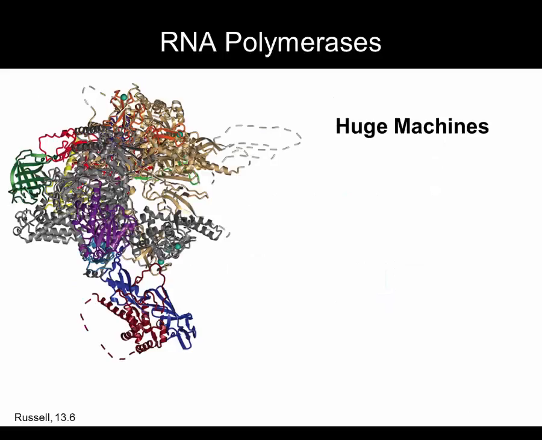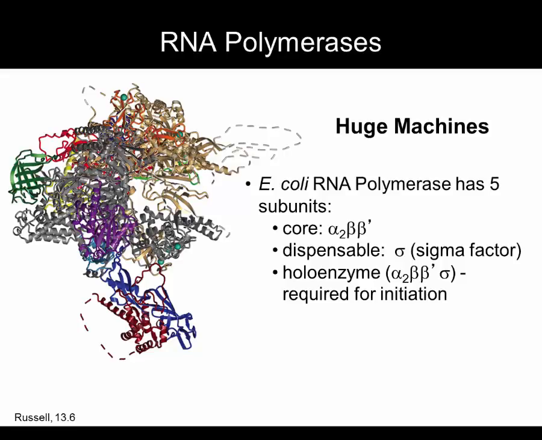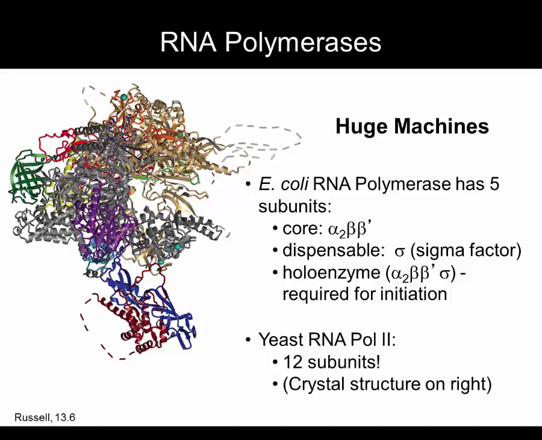Like DNA polymerase, RNA polymerase is actually a large complex of proteins. The E. coli version has 5 subunits. 4 of them form the core of the complex, but there's a 5th interchangeable subunit called the sigma factor. The sigma factor plays an important role in initiating transcription, but is unnecessary after that. In yeast, RNA polymerases are even larger. Yeast RNA polymerase II has 12 subunits. Its crystal structure is shown here on the left, with each subunit in a different color.